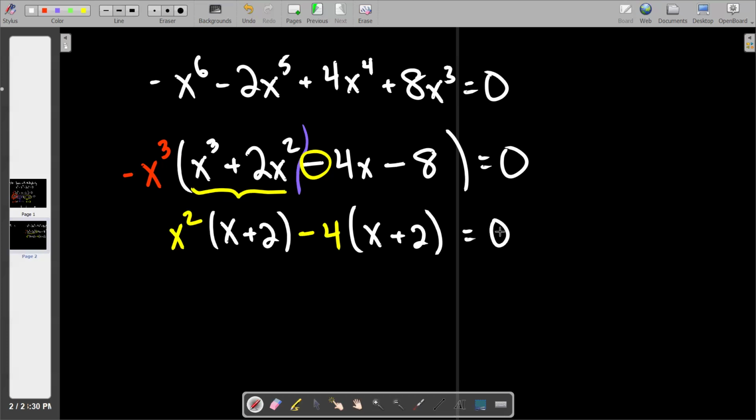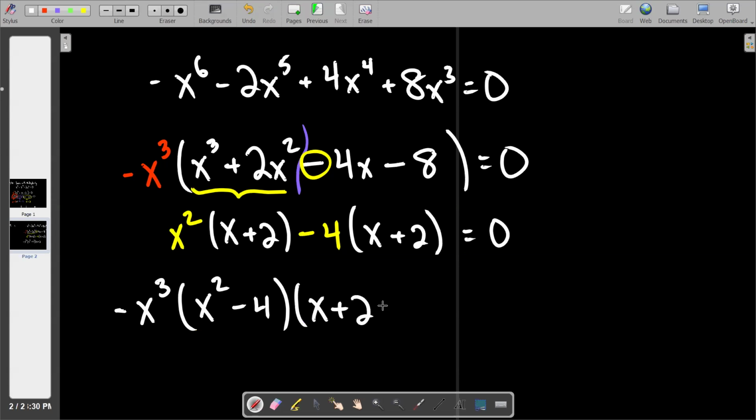So the current state of affairs is I have 3 factors right now. I have one factor named negative x cubed. I have a factor named x squared minus 4. And I have a factor named x plus 2.